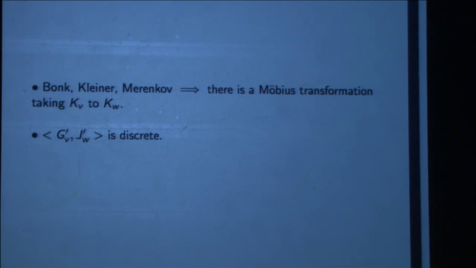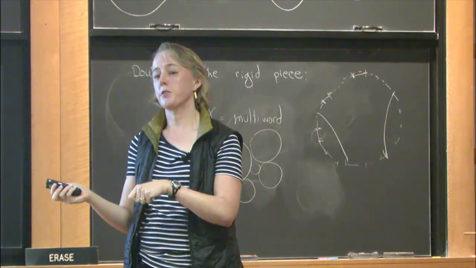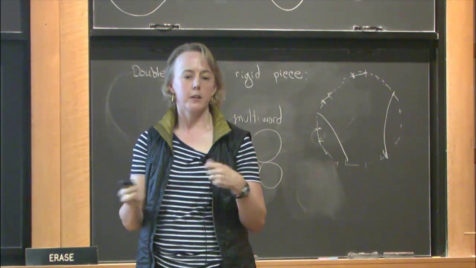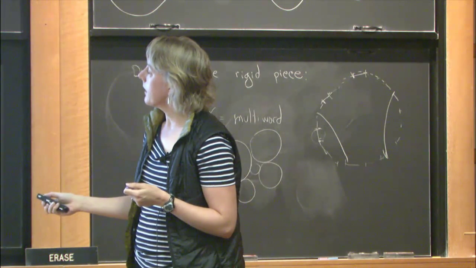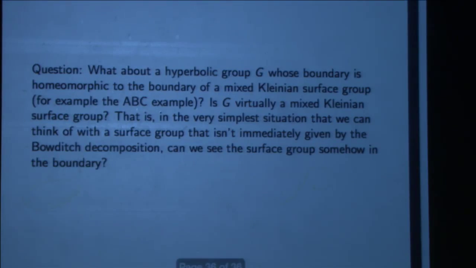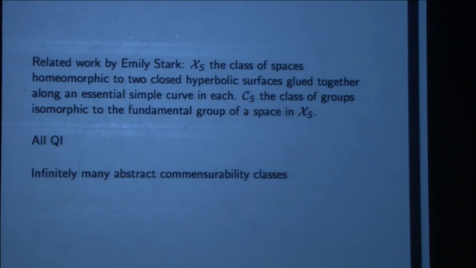It's almost definitely not true. I could bet $100, a lot of dollars, that you can be quasi-isometric to a mixed Kleinian surface group, and the whole groups aren't commensurable. I'm just completely convinced of that. Why am I completely convinced of that? Because this gives me a chance to advertise my student.